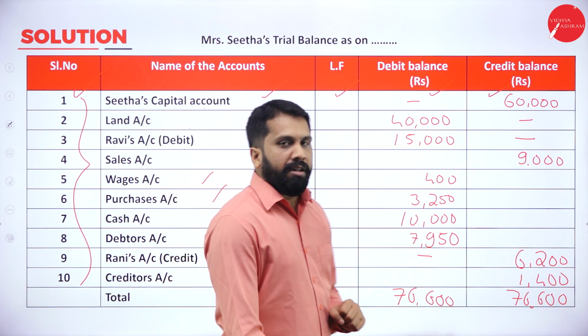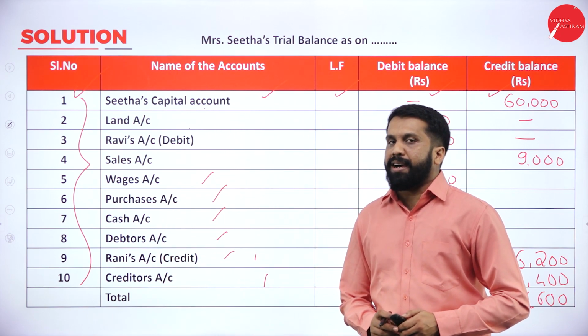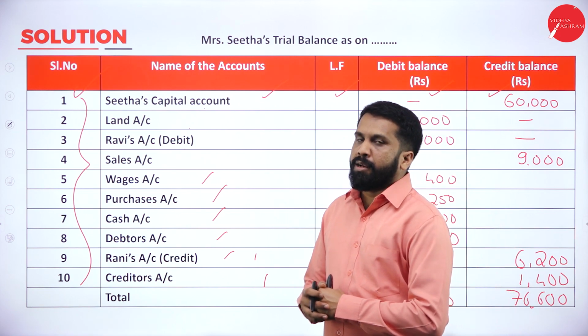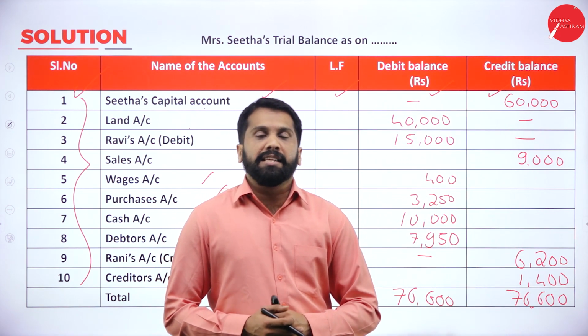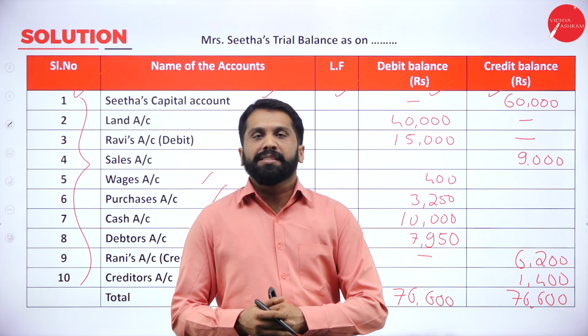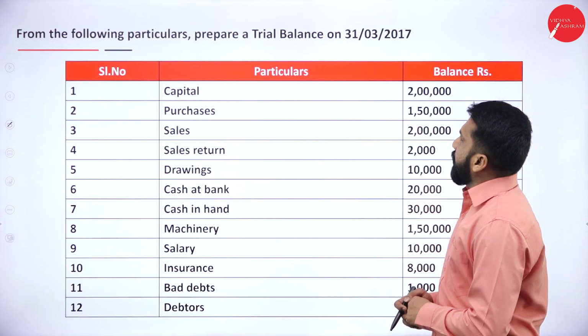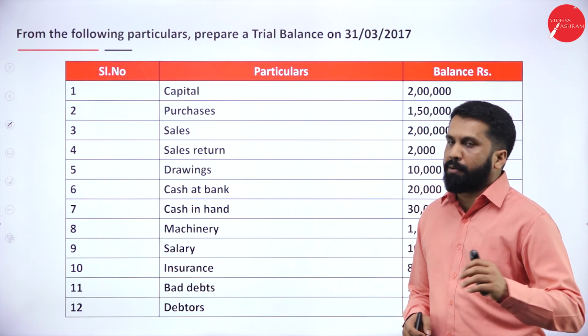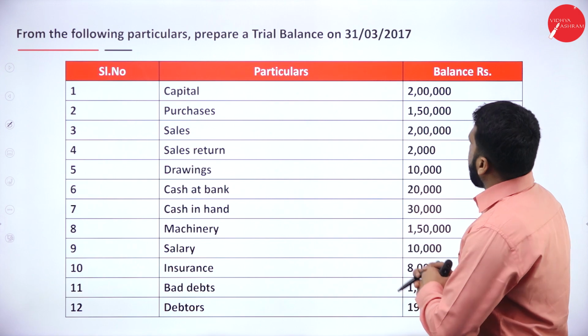Hope you understood. This is all about your trial balance. So these two problems are sufficient to learn, but along with this, I'll give you notes. In the notes, you will get minimum 5 to 6 problems. From the following particulars, prepare trial balance on 31st March. So we have one more problem. We'll work it out now.